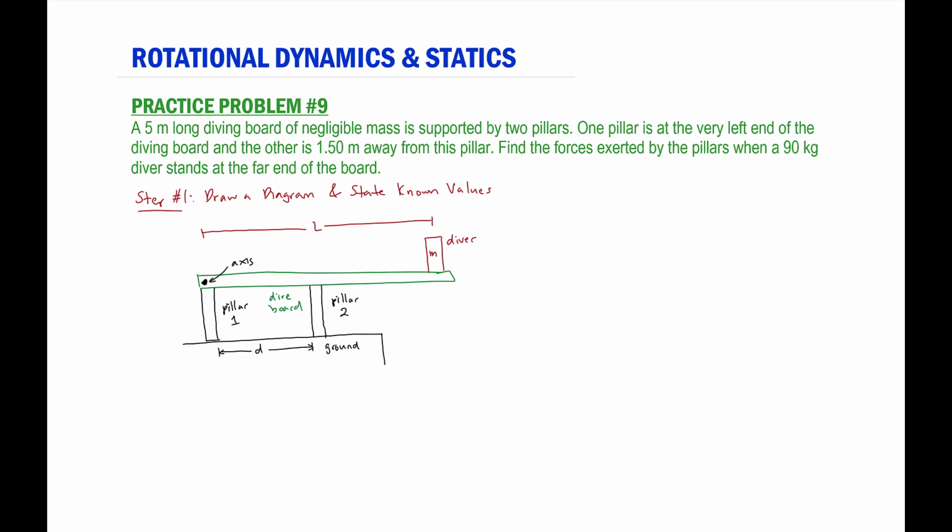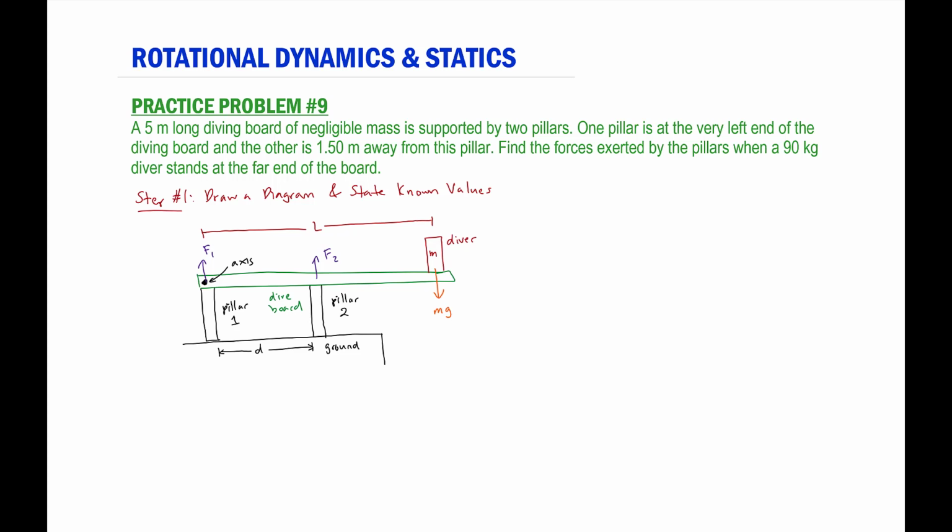We should look at what forces are acting where. We do know that the diver is going to experience force of gravity going down, so we have mg going down. We also have 2 unknown forces exerted by the pillars. So let's just draw these forces going up for now. Once we do the calculations, we should be able to determine whether they are positive or negative. So we have F1 and F2.